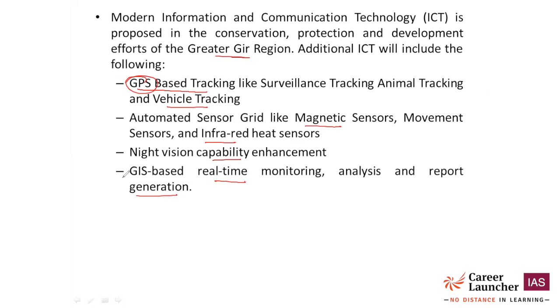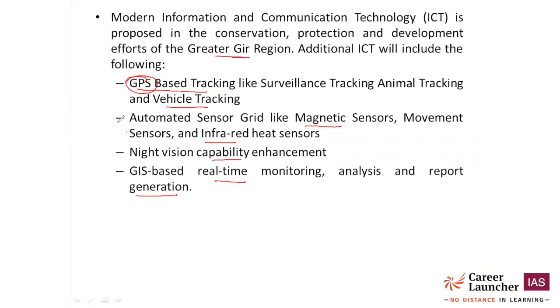So, complete utilization of modern technologies. Information communication technology means night vision capability. At night time, it was very difficult to identify the movement of the lion. So, night vision capability enhancement and the automated sensor grid like magnetic sensor and movement sensor will identify the movement of the lions. One lion is very different from other lions, so it will also help in counting the population of lions, whether their population is decreasing or increasing. That will be very helpful for the government to identify whether the project is implementing and showing fruitful results or not. Okay, so that modern technology will be involved.